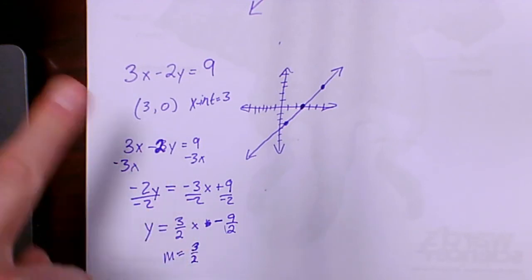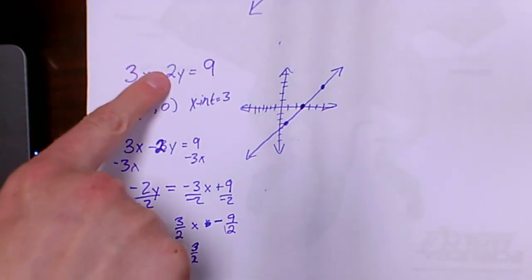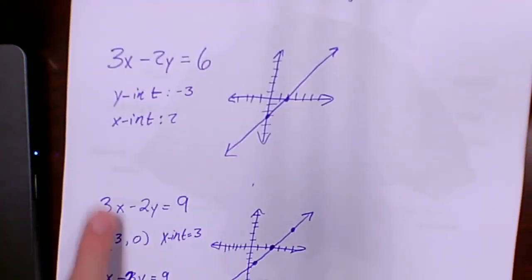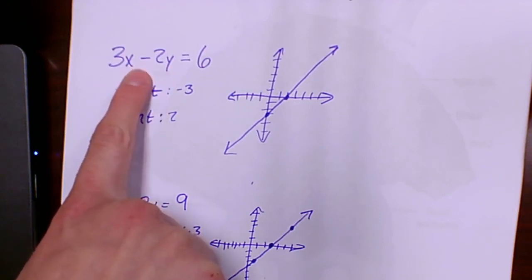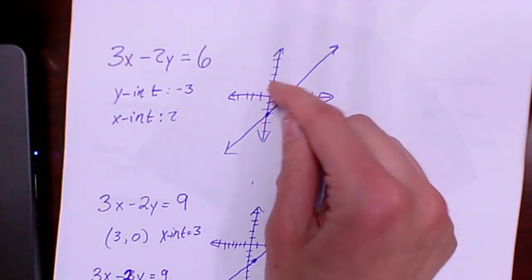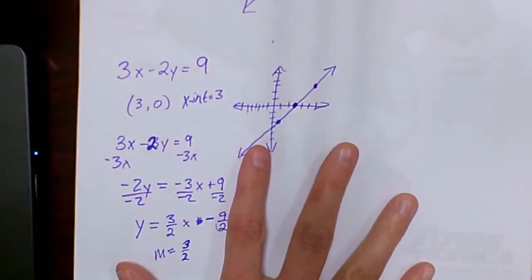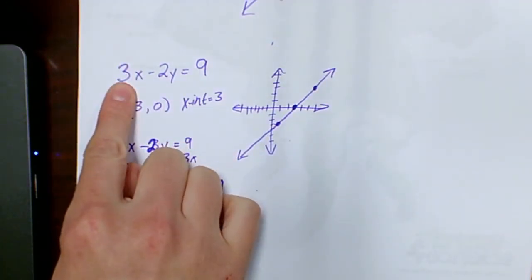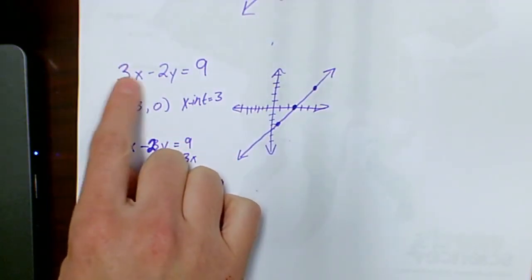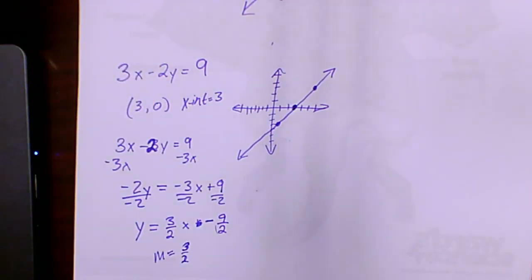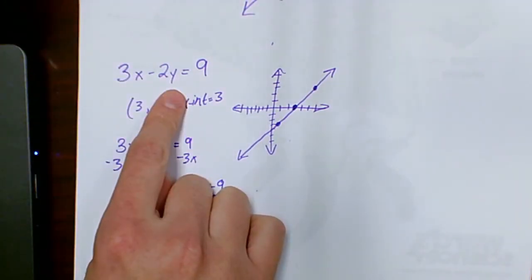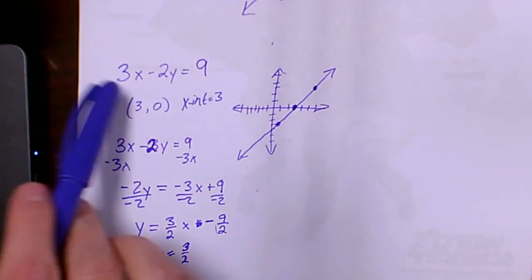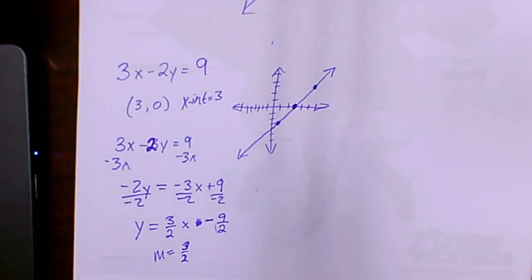And as you can see, it was 3 over 2, positive 3 over 2. As you can see, we go up 3, right 2. So that is one little trick you can use. You take your coefficient of your x over the coefficient of your y, and then you negate that answer. So this would actually be positive, it would be negative, but that's just a little FYI.